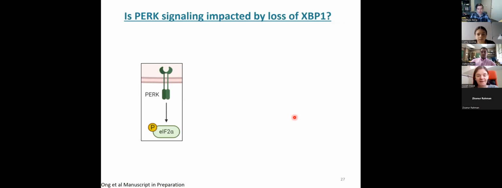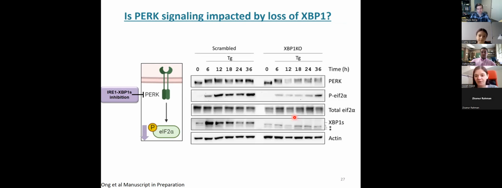The next question that we had was, if IRE1 inhibition is reducing PERK protein expression, is this impacting downstream PERK signaling? The way we chose to assess this was by looking at phosphorylation of eIF2 alpha. Again, if you remember at the start, I told you PERK phosphorylates eIF2 alpha. So we went to our scrambled and our XBP1 knockout cells, and they were treated with a time course of thapsigargin. In the scrambled controls, you see an upshift and very clear maintenance of PERK protein expression.